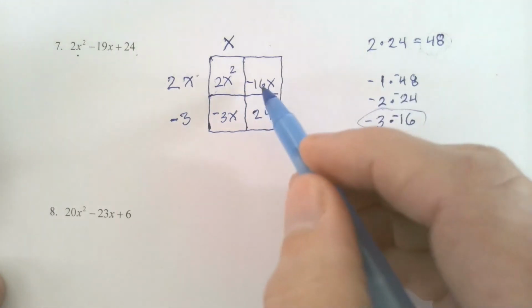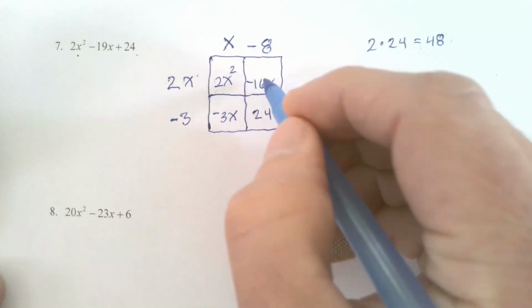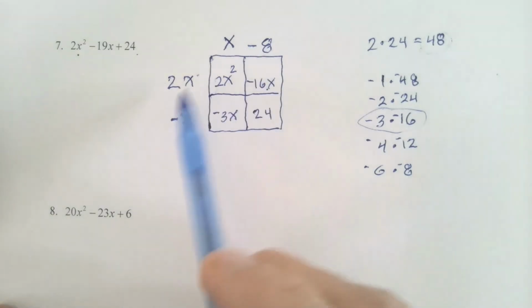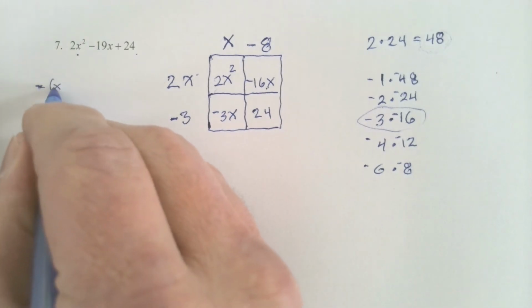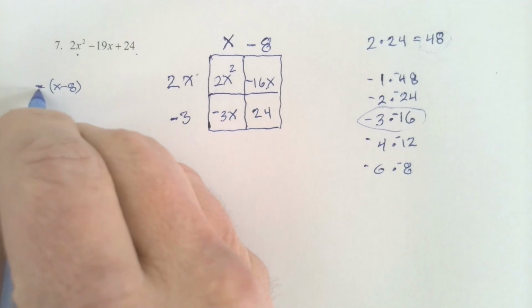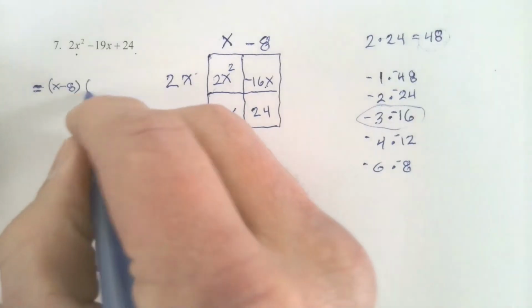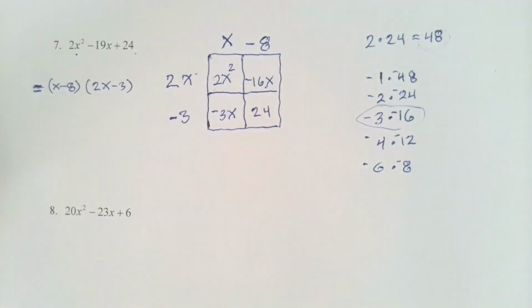Okay, the greatest number that divides 16 and 24 is 8. Let's go with a negative 8 because the closest box is negative. These are our binomial factors. So I would factor this as x minus 8. That's an equal sign there. X minus 8 times 2x minus 3. Or put the 2x minus 3 first.